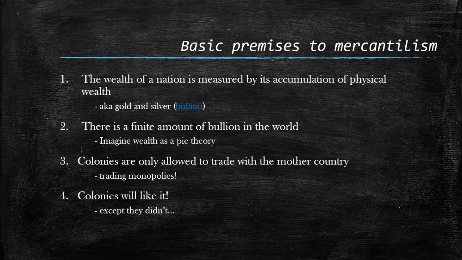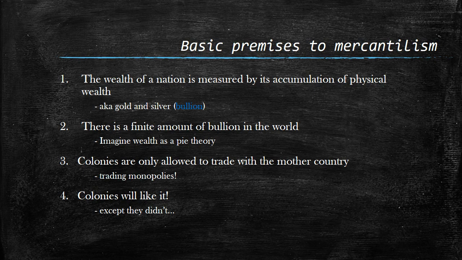Next, that colonies are only allowed to trade with their mother country. This would allow them to benefit that mother country exclusively. And lastly, because colonies are so ingratiated and so loyal to their mother country, they'll like this system. They'll love it, they'll find it useful, and they'll want to live in this system. So with these basic premises, we can understand a little bit more why the Europeans act the way they do, and why this system itself develops.